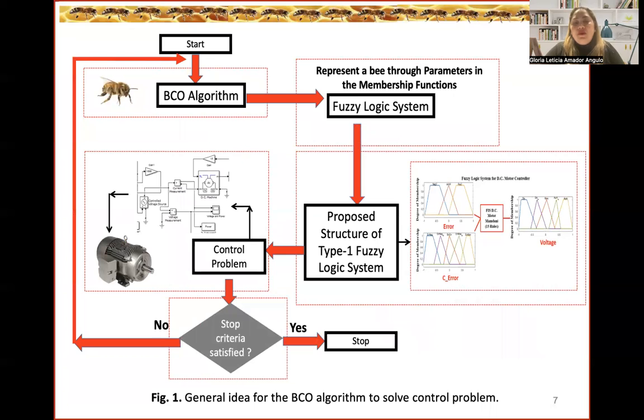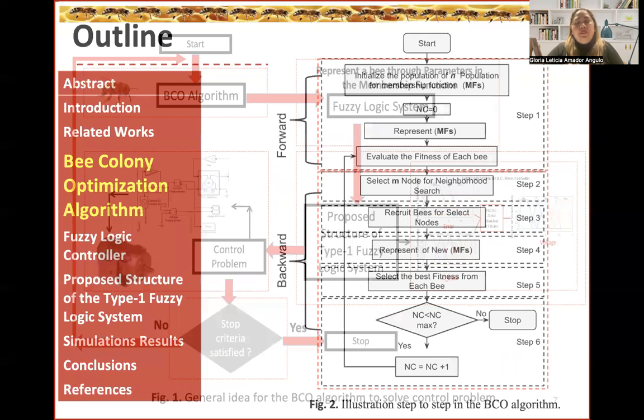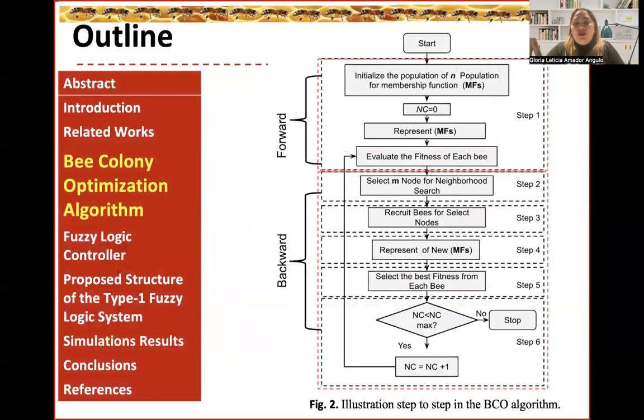Image number 1 indicates the general idea of the BCO algorithm to solve a control problem. Image number 2 illustrates step by step the BCO algorithm. You can see two phases, forward and backward.